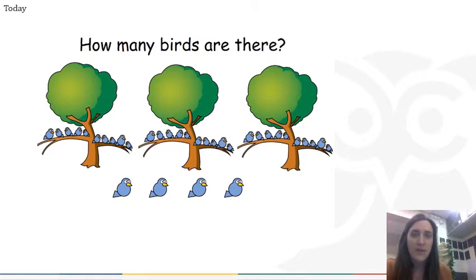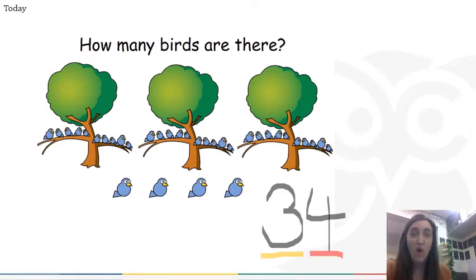But we've got 3 birds on their own. We had 30. Oh no, there's 4 birds on their own, not in a tree. 10, 20, 30. Let's count the 4 birds that are the ones. 31, 32, 33, 34. There are 34 birds. 3 tens. How many ones? 4 ones. 3 tens, 4 ones.